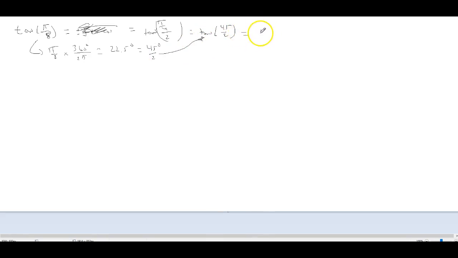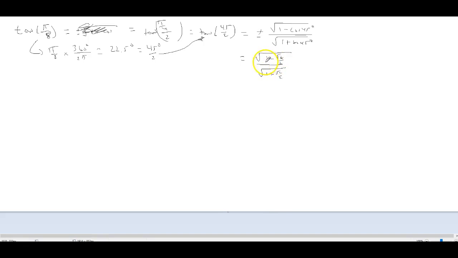So I'm going to use plus or minus the square root of 1 minus cosine of 45 degrees over 1 plus cosine of 45 degrees. I'm using that original angle, not the half. Okay, first thing to do, plus or minus. Tangent in the first quadrant. Tangent of 22.5 degrees has got to be positive because it's the first quadrant.